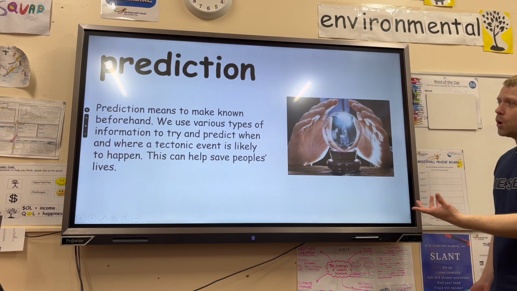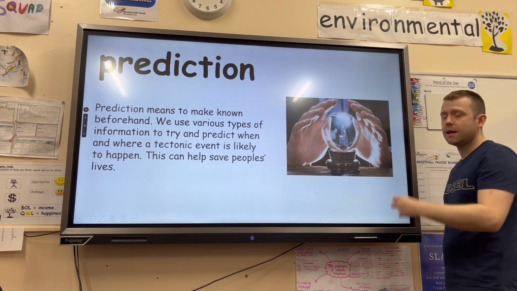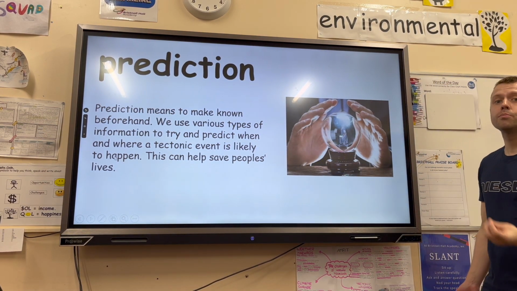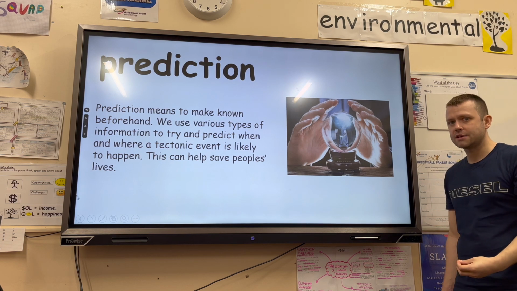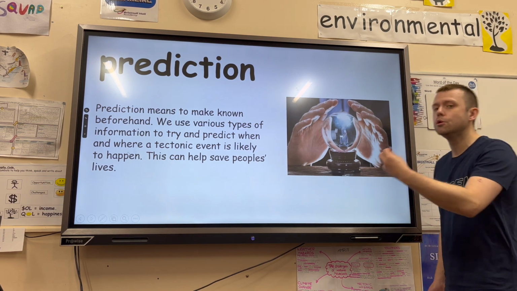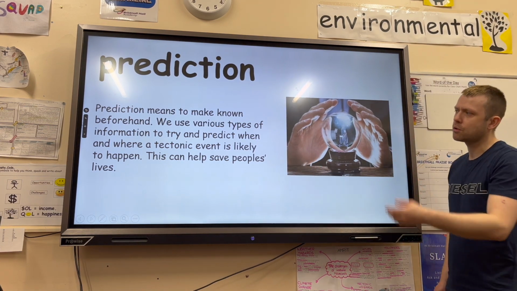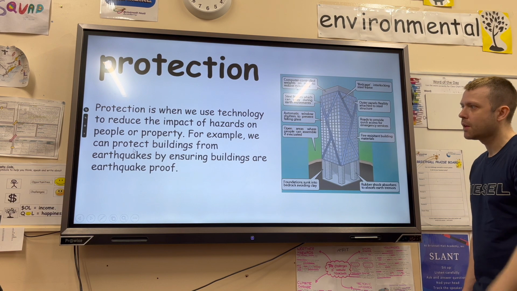The next word we're going to look at to reduce hazard risk is prediction. Ultimately, we can use past knowledge to try and predict where tectonic hazards are likely to occur in the future. So we're trying to look into the future, and this can help save people's lives because people could be evacuated.